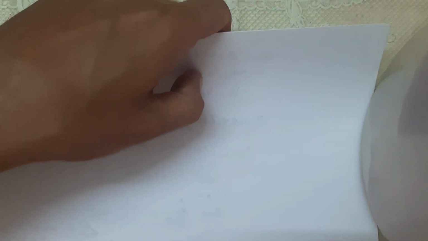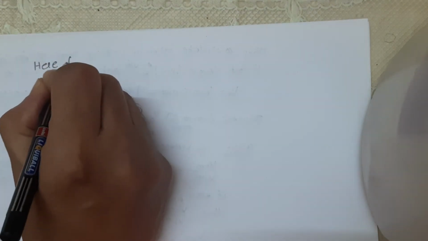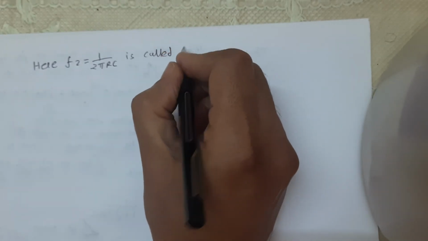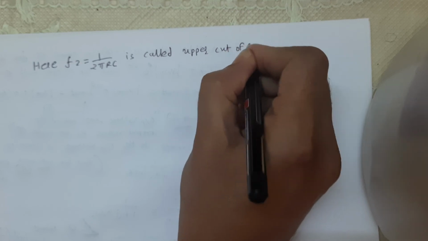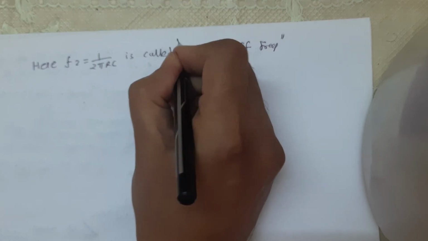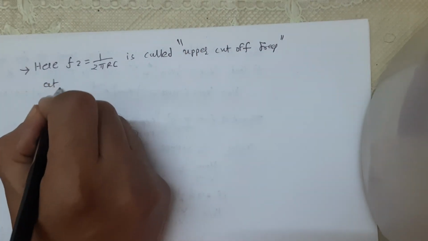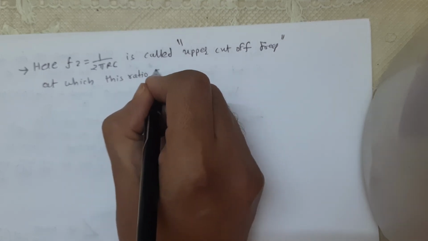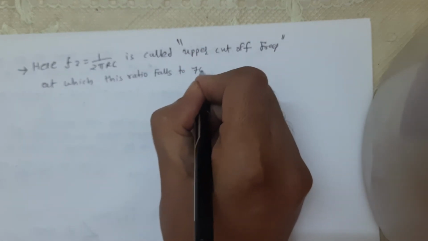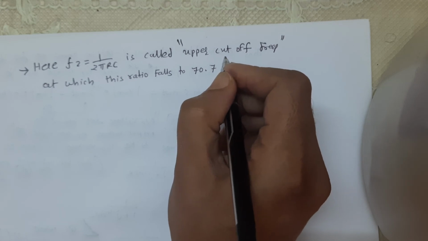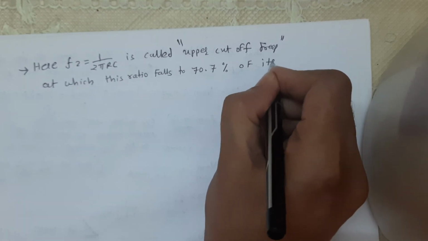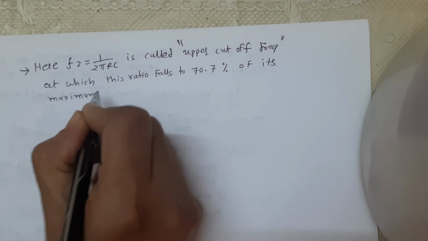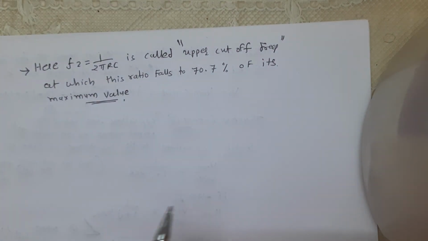So what are we getting from this? Here f2 is equal to 1 upon 2 pi RC, which is known as the upper cutoff frequency, at which this ratio falls to 70.7% of its maximum value.